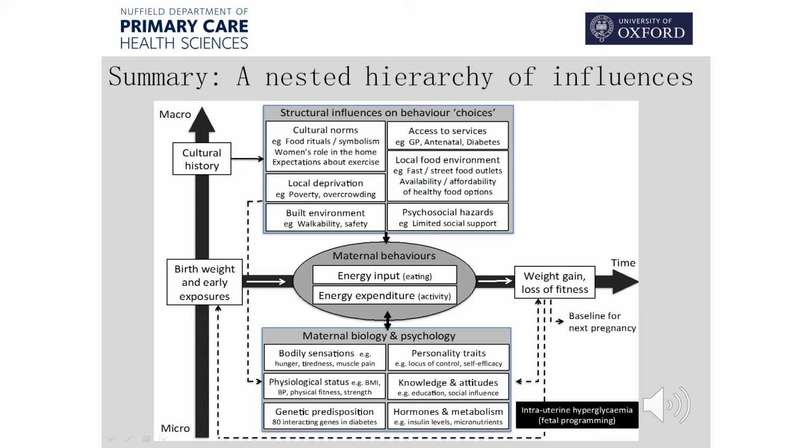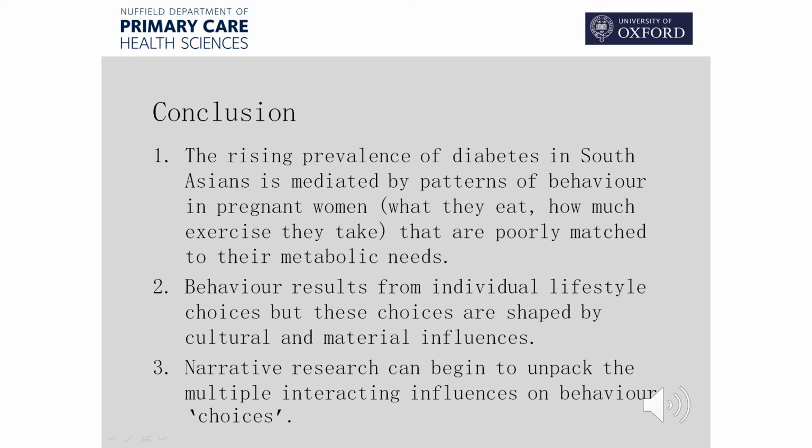So I'm not going to stay on this slide too long because I don't want to go over my time. But let me tell you the conclusions that we drew from that study. We concluded that the rising prevalence of diabetes in South Asians in the UK is mediated by patterns of behaviour in pregnant women, what they eat, how much exercise they take, that are poorly matched to their metabolic needs. That this behaviour results from individual lifestyle choices, but that these choices are very powerfully shaped by cultural and material influences.